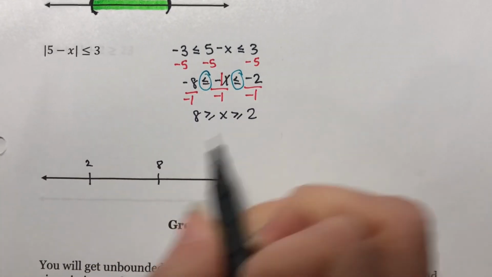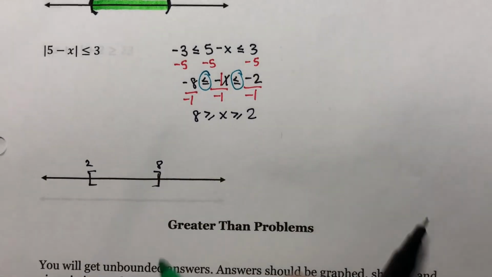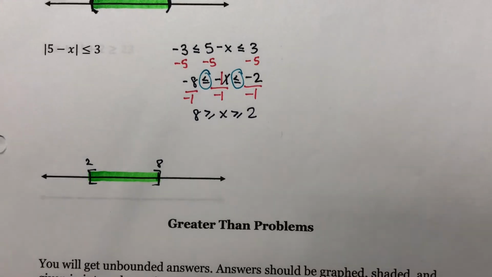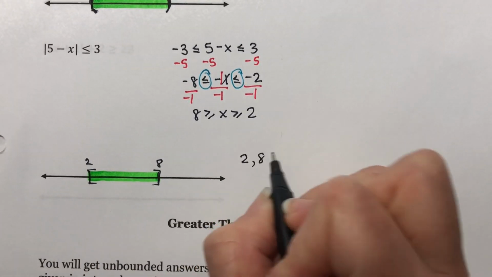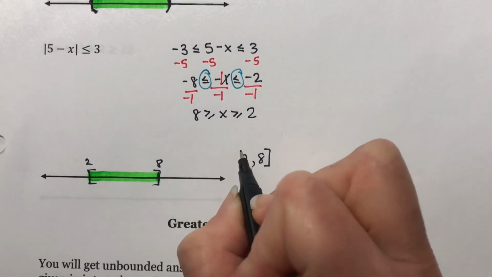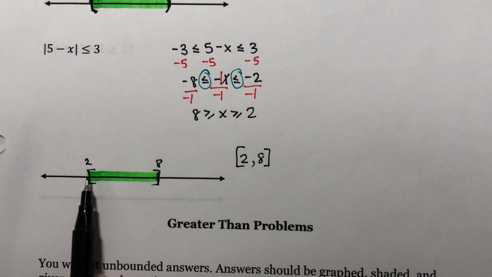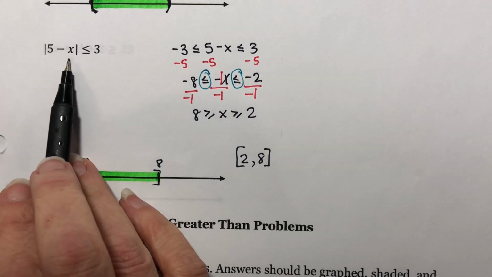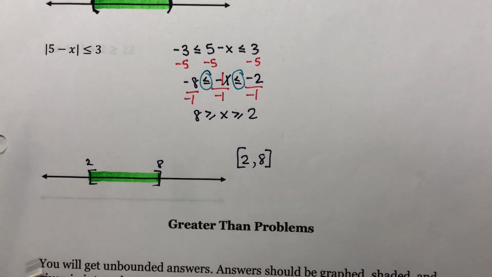They're going to get brackets because they have equal to. Then I shade between them. And our answer in interval notation is going to be 2, 8 with brackets on the outside of both of them. So if I pick any number between 2 and 8, and plug it in here, it should give me something that is correct. If I choose anything on the outside of these, it's not going to work.